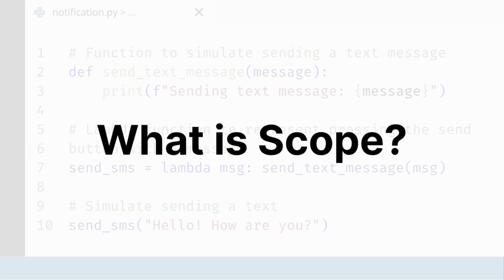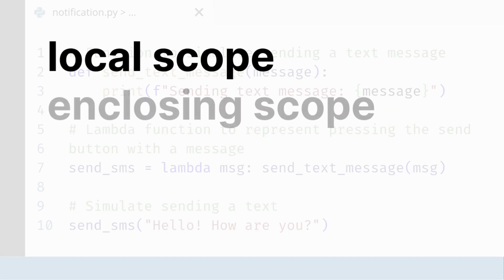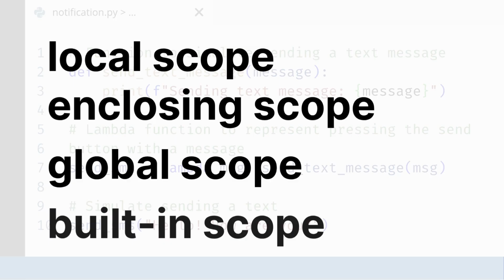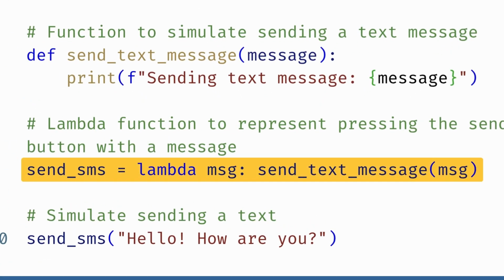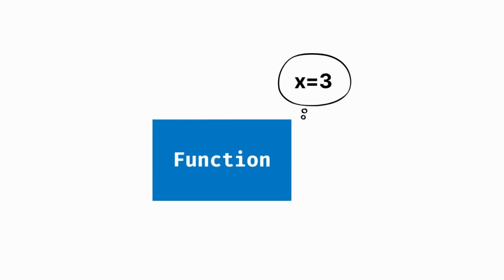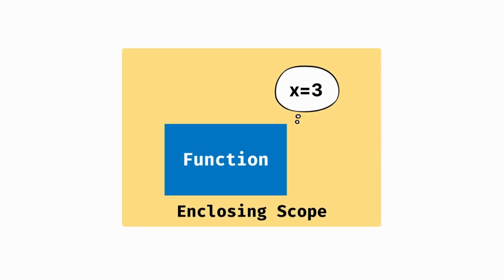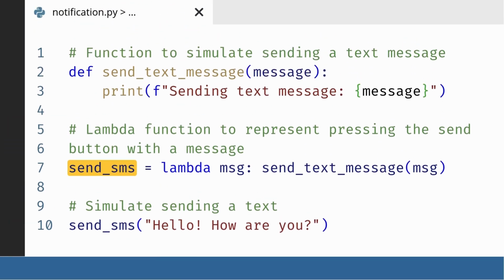What is scope? Scope refers to where a variable or function is accessible in your code. Python variables have local scope, enclosing scope, global scope, or built-in scope. In this example, the lambda function send_sms has access to variables and functions in its defining scope, not just its parameters. A closure is a function object that remembers values in its enclosing scopes even if those scopes are no longer present. A lambda can create a closure if it references variables from its outer scope.